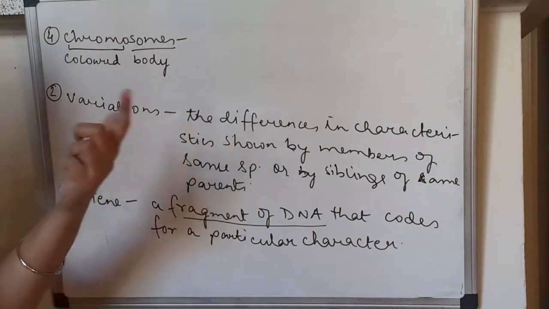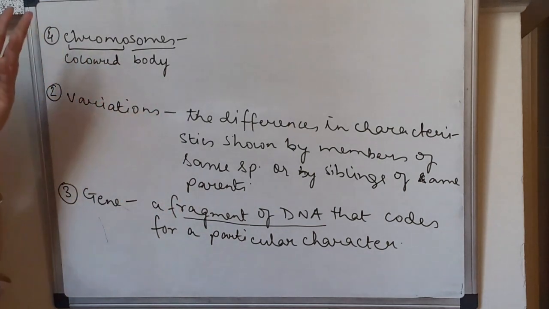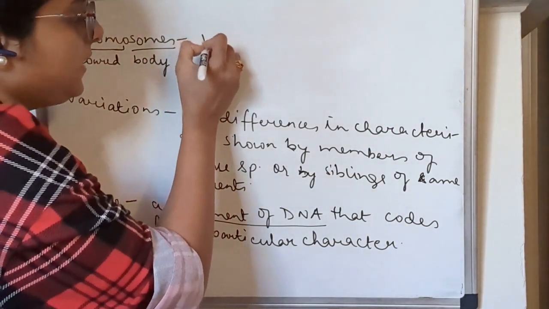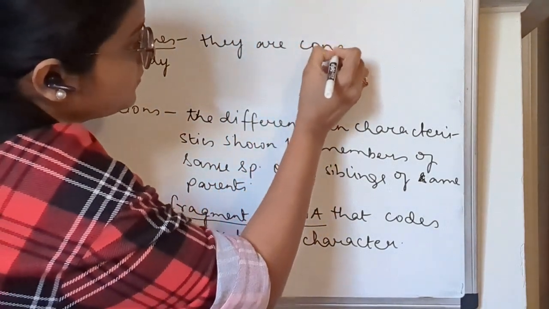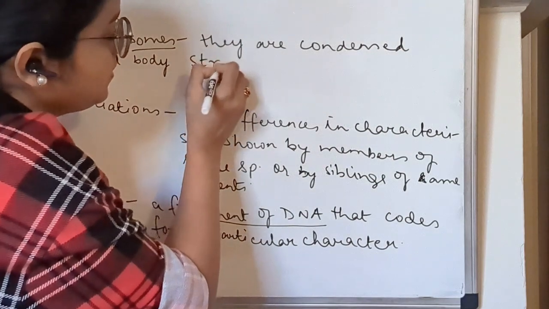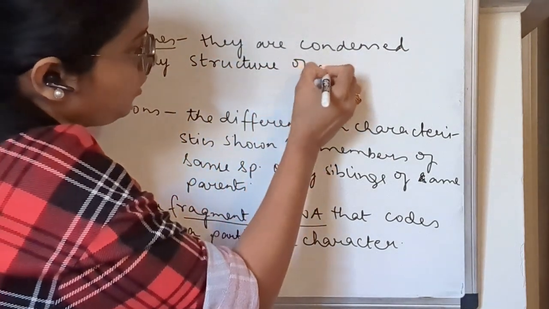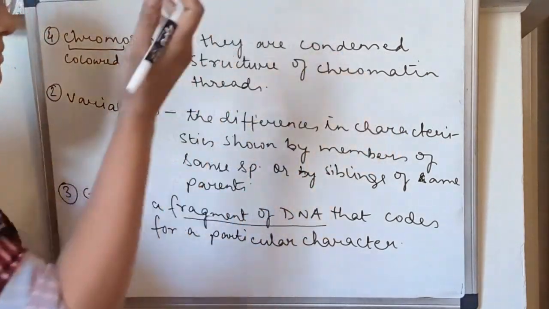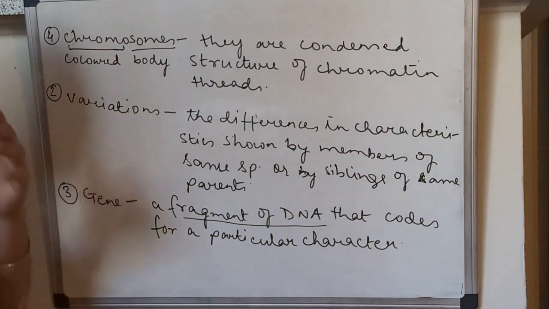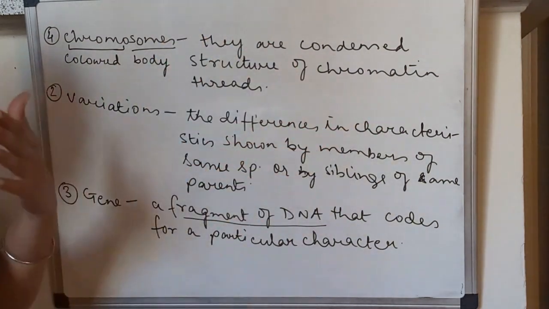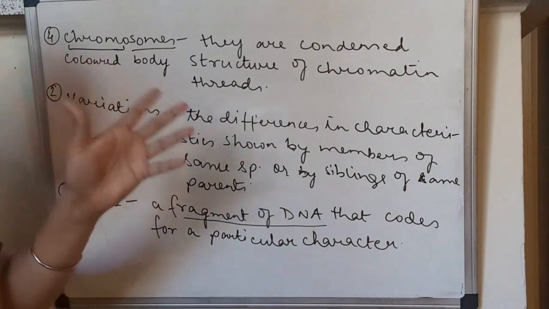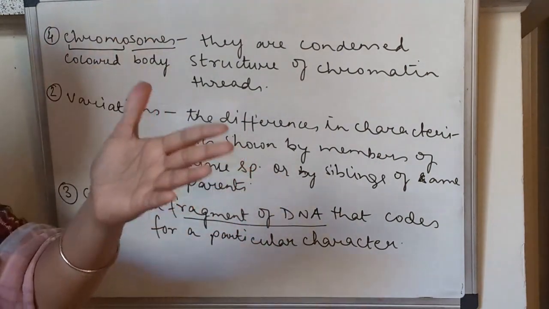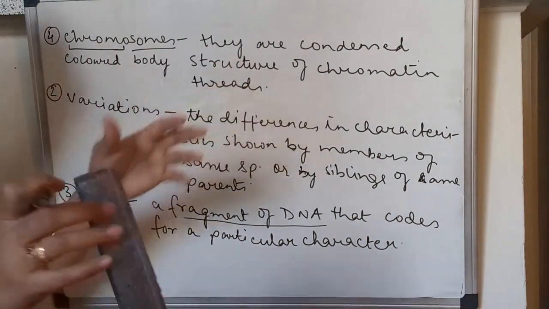But how can you define it in relation to genetics? Chromosomes are condensed structures of chromatin threads. Alright, a very simple definition: chromosomes are condensed structures of chromatin thread. Now what is chromatin thread? So the terminology goes on. Chromatin thread is nothing but DNA on its way to become the chromosome. Chromatin thread is the term that we give to the transient state when DNA is getting wound and coiled to ultimately form the chromosome. Alright, so that is the chromatin thread.